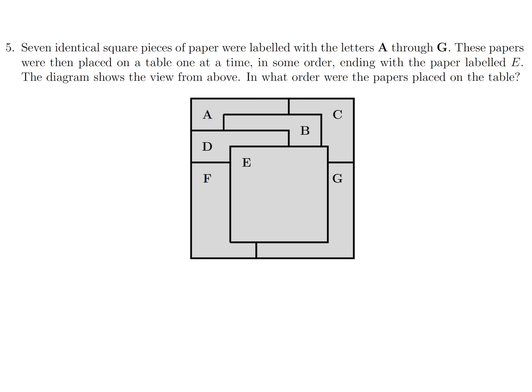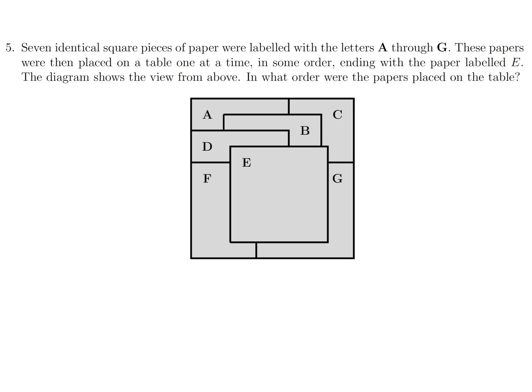7 identical square pieces of paper were labeled with the letters A through G. These papers were then placed on a table one at a time, in some order, ending with the paper labeled E. The diagram shows the view from above. In what order were the papers placed on the table?